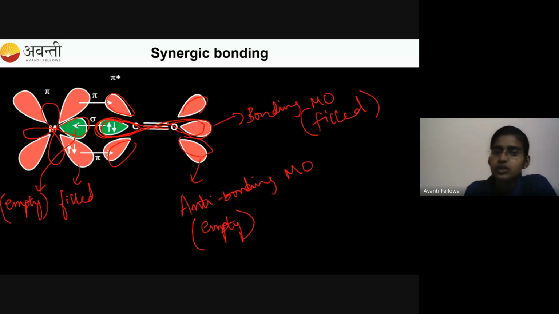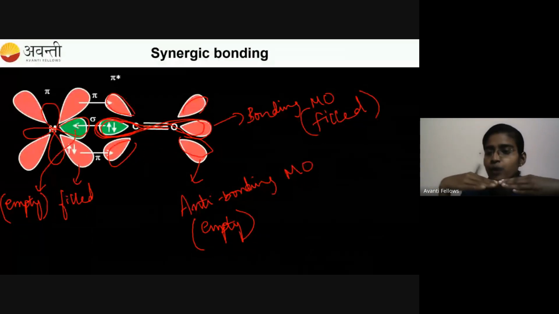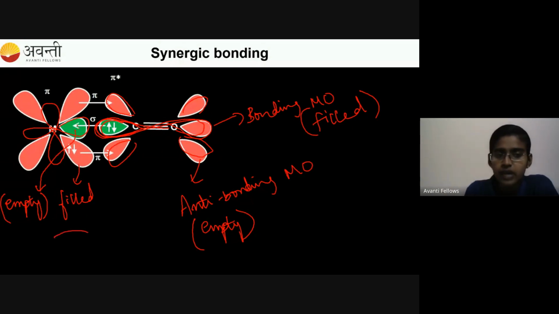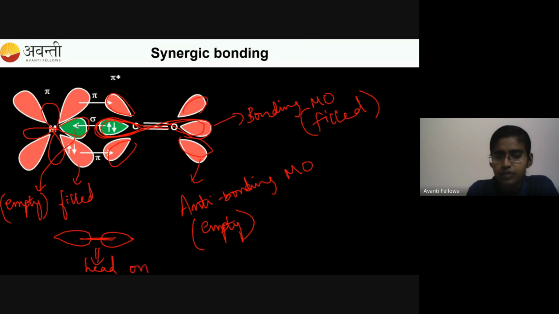So the transfer of electrons from the filled ligand orbital to the empty metal orbital is going to form one bond, which is called a sigma bond. Because you can see the overlapping is in the headwise manner. It is head-on overlap. So the filled orbital of the ligand is transferring the electron to the empty orbital of the metal in the head-on manner, so it leads to the formation of a sigma bond.